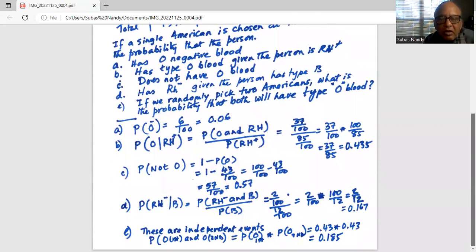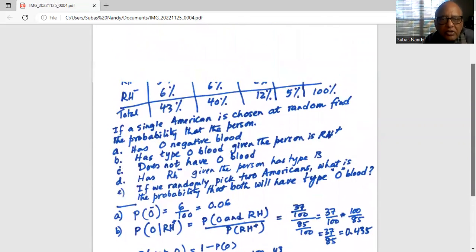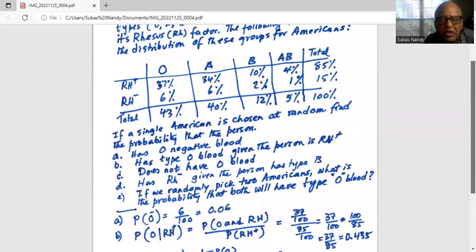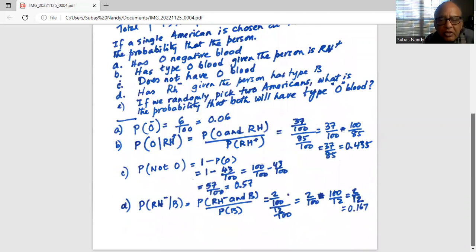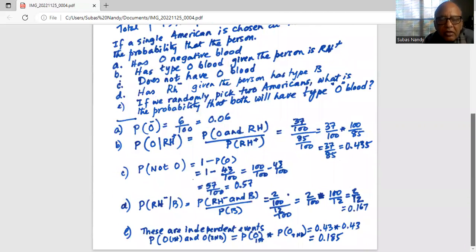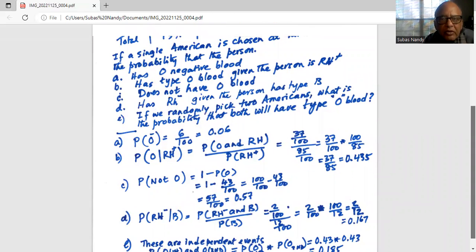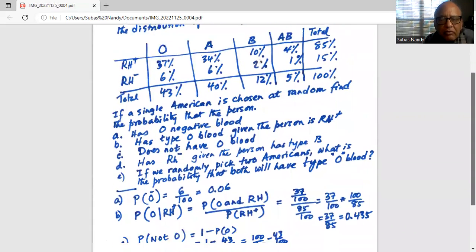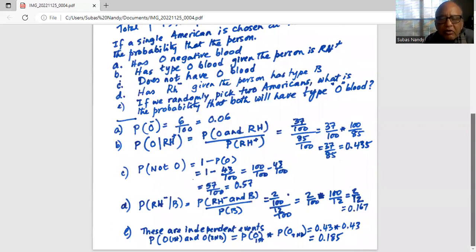So it is 2 over 100 for the intersection of Rh minus and B, where the Rh minus row and B column meet, it is 2%. So it is 2 divided by 100 divided by probability of B, total of B column is 12, 12 over 100. So it is 2 over 100 multiplied by 100 over 12, 100 and 100 cancel. So it is 2 over 12 or 0.167.